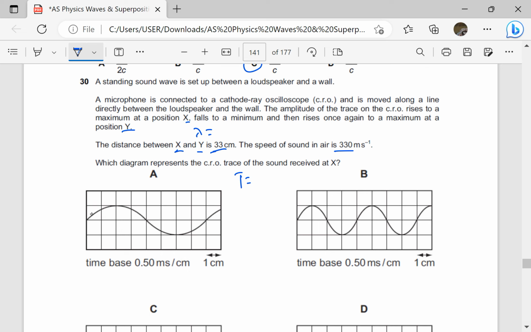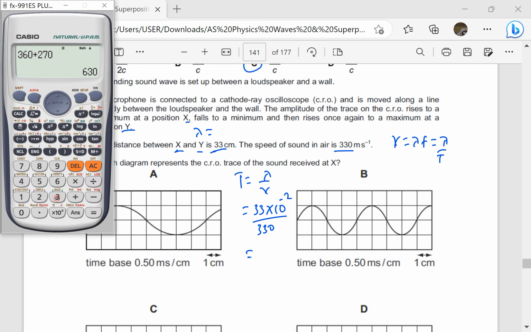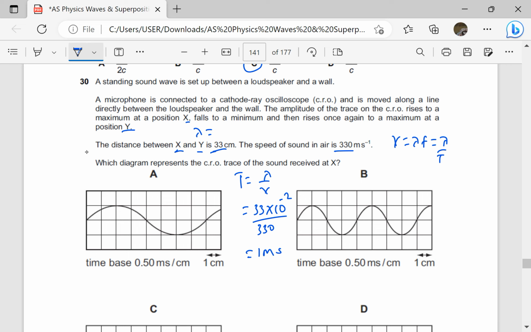The period: because v = λf, which is λ over T, it means T = λ/v. So this is λ, which is 33 × 10^-2, divided by v, which is 330. So the period is 33 × 10^-2 divided by 330, which is 1 × 10^-3, which is 1 millisecond. So that is the period.